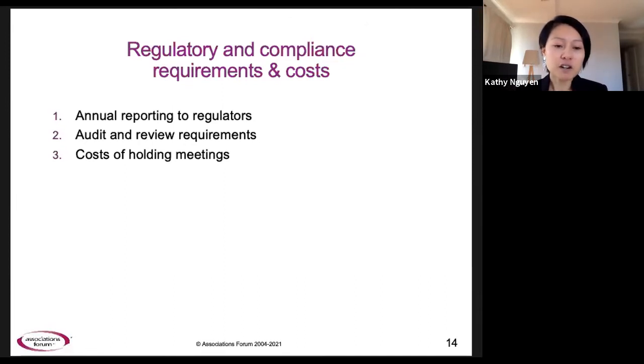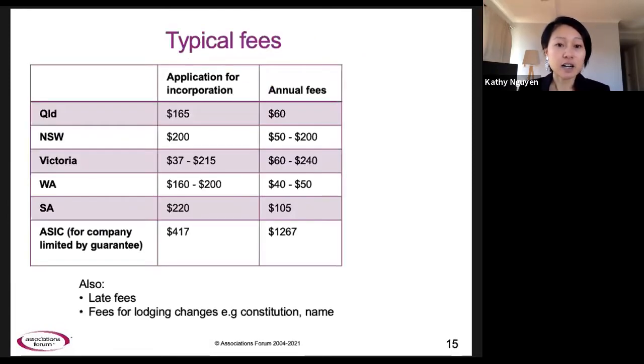You also have to hold what's called an AGM, an annual general meeting, and there might be costs associated with that if you hold a physical AGM. So in terms of reporting to the regulators, we know the fees for each of the 9 jurisdictions, but we won't present it in this presentation. But obviously, if you have questions about a particular jurisdiction, do contact us after the webinar.